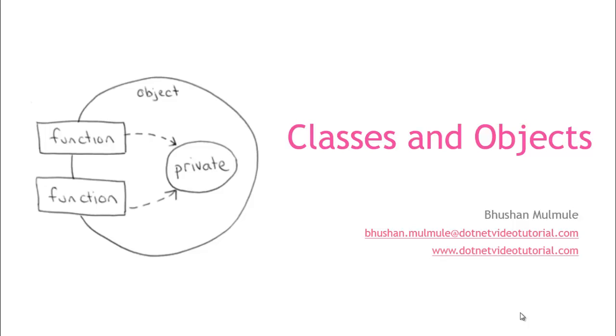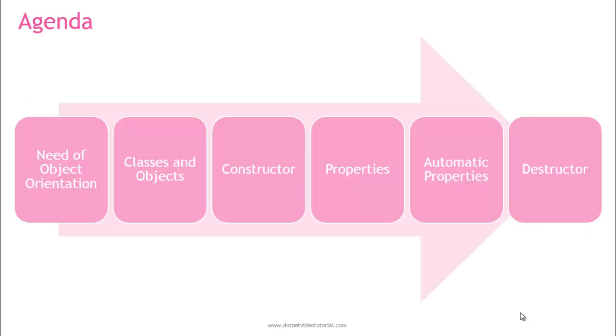Welcome. In this session, let us try to understand the most basic construct of object-oriented programming, that is classes. So obviously, we will first try to understand what is the need of object orientation. Then we will see how to write our basic class and how to create an object from that class. We will also try to cover various concepts like constructors, properties, automatic properties, and destructors.